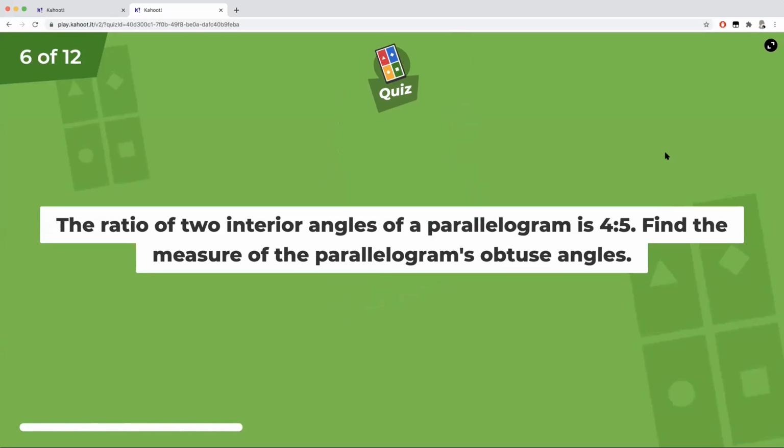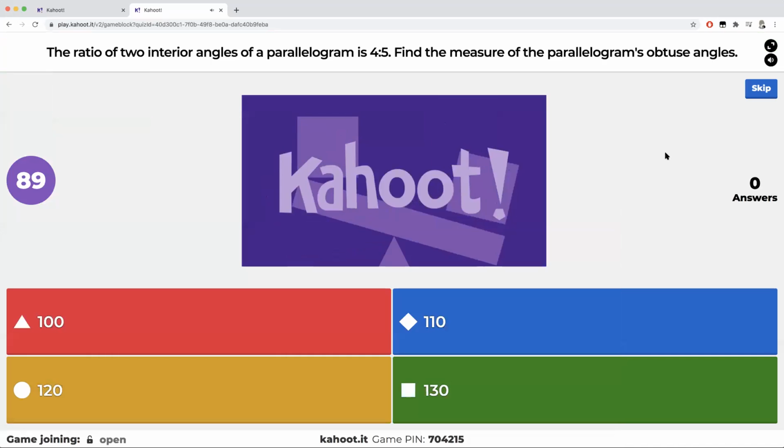The ratio of 2 interior angles of a parallelogram is 4:5. Find the measure of the parallelogram's obtuse angles.